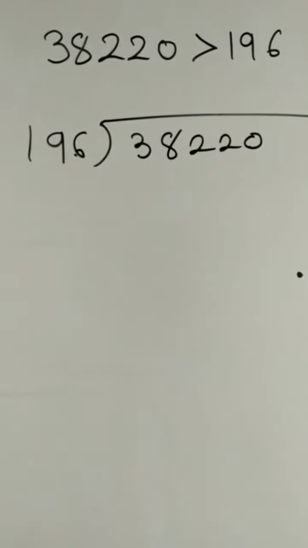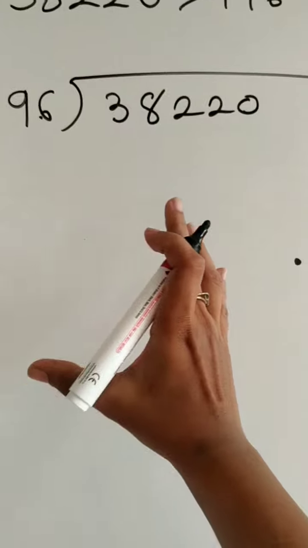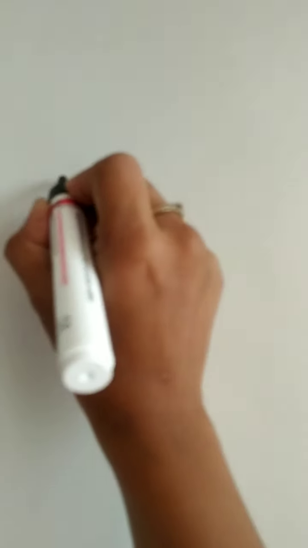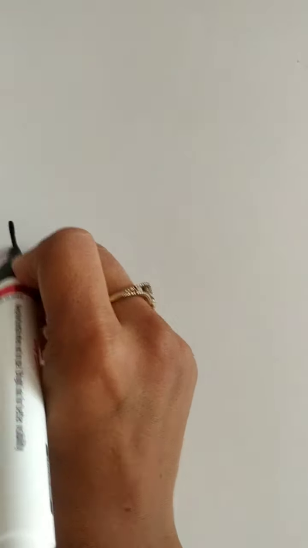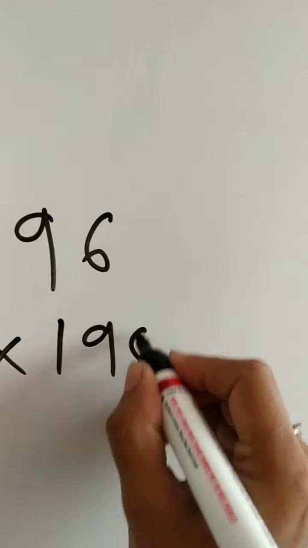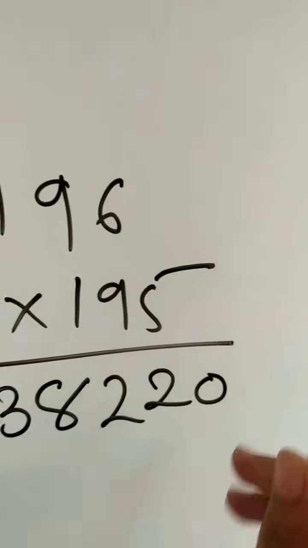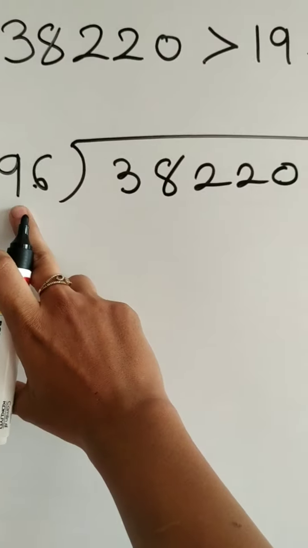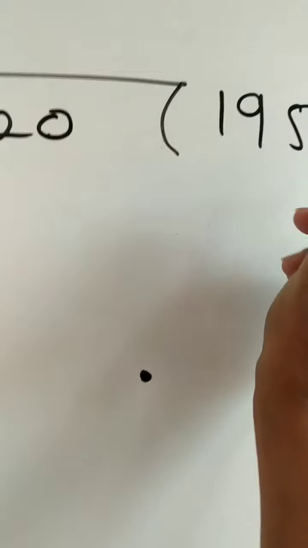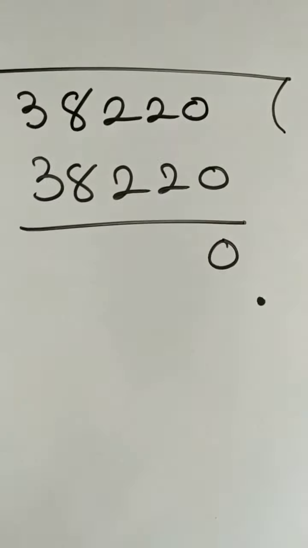Luckily this sum is not so difficult, because directly when you multiply, first you will try in rough that 196 2s are, then 3s are, 4s are. Then directly if you multiply 196 into 195, you will get the number 38,220. So this sum ends in one step only: when you multiply 196 with 195, you get 38,220, and your remainder will become 0.